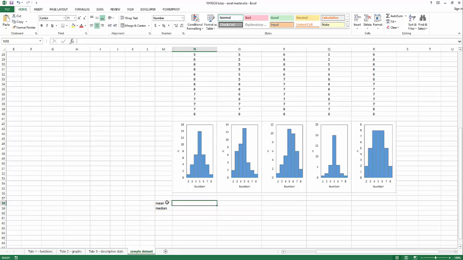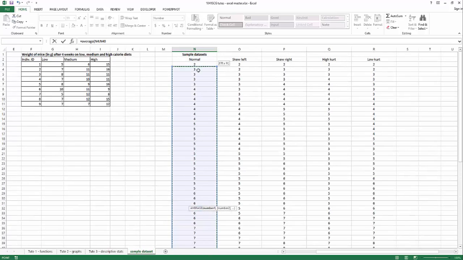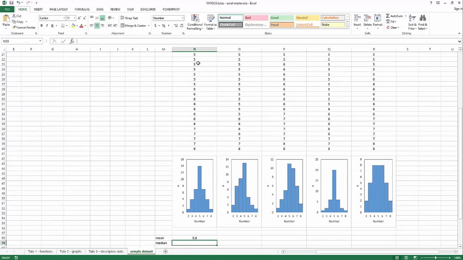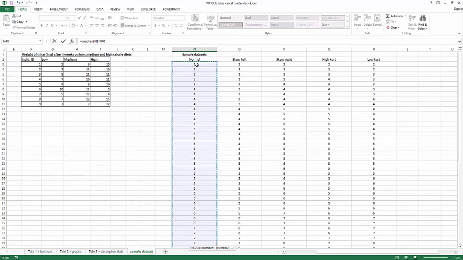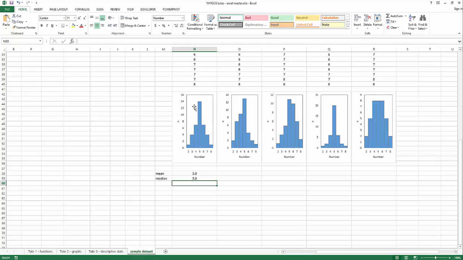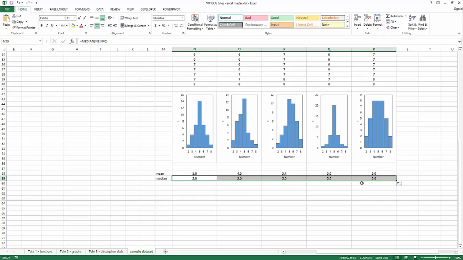Now you'll remember the function for mean in Excel is equals average, and then you highlight your data set. And for median, it's equals median of the data set here. So this distribution here has a mean of 5 and a median of 5. I can drag that across to see what it looks like for my other values. This second distribution has a slightly lower mean of 4.5, then 5.4, the same mean of 5, and a mean of 5 for this one. For median, interestingly enough, they all have exactly the same median. They all have a median of 5.